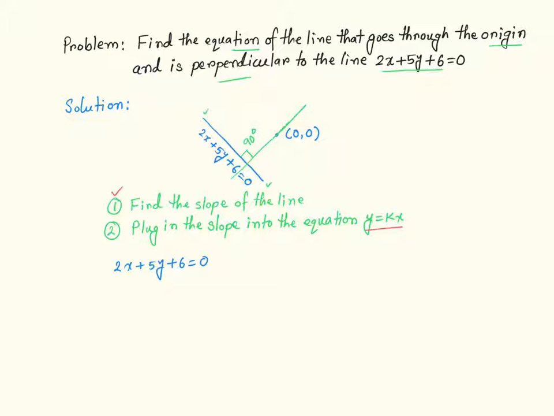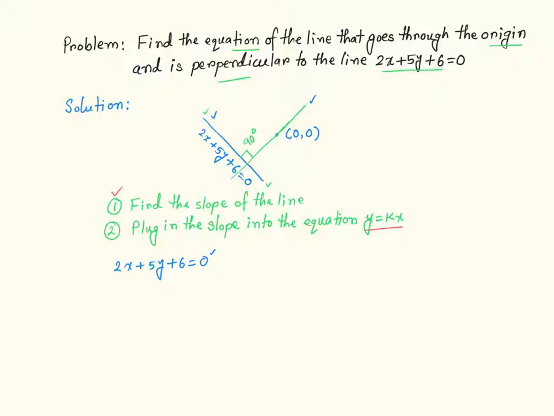First, we need to find the slope of the desired line. It's not given directly to us. However, it's given indirectly. They say this blue line and the desired green line are perpendicular to each other. We have the equation of the blue line, 2x plus 5y plus 6 equal to 0, and we can find the slope of the blue line. But the green line is perpendicular to the blue line, therefore there is a special relationship between the slopes of these two lines: they are negative reciprocals of each other.